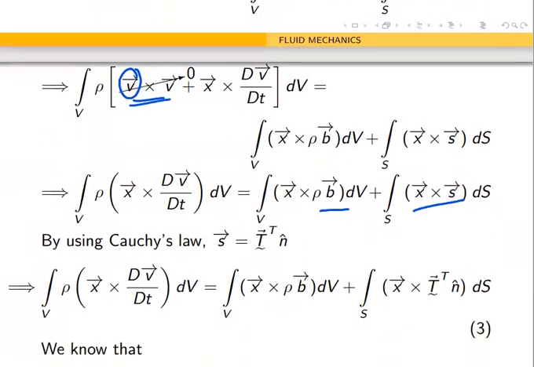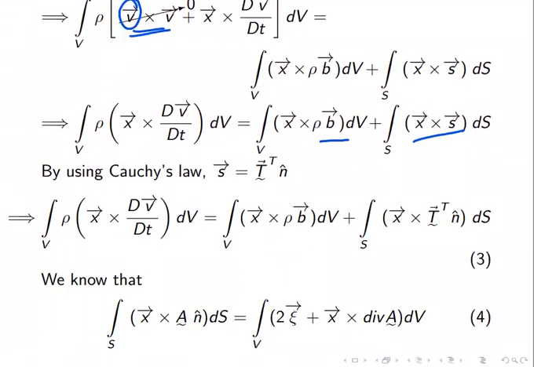Now by using Cauchy's law, what is Cauchy's law? Cauchy's law states that S is nothing but the transpose of the stress tensor times the normal. You can use either a tilde or an arrow there, but we will use only the tilde. So T tilde transpose n cap.